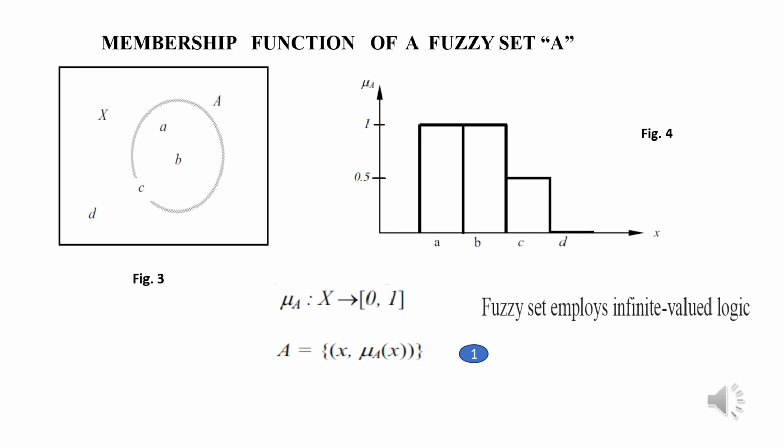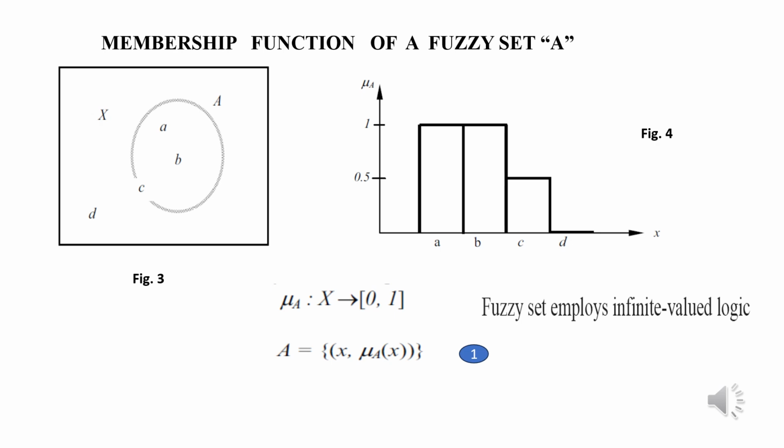Here we are going to see the definition of the membership function of a fuzzy set A. The membership function of a fuzzy set A is denoted by mu A, which is the mapping from the universal set X to the closed interval [0, 1]. The closed interval [0, 1] includes both the extreme values 0 and 1 and also the values in between 0 and 1. The fuzzy set A is a collection of ordered pairs which consists of the elements of the universal set X and its corresponding membership function in the closed interval [0, 1]. This is given in equation 1.